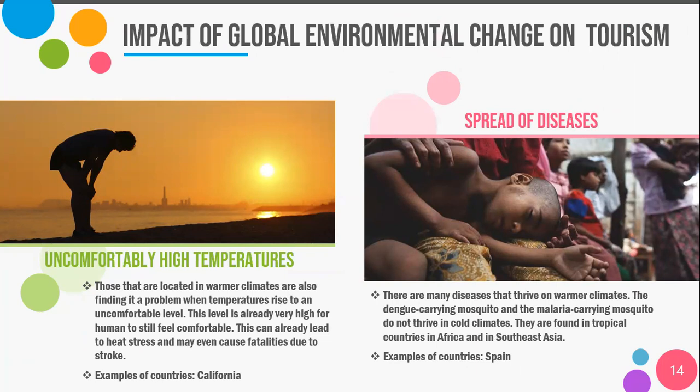When we talk about the rise in temperature, we feel very uncomfortable being in the outside area or traveling, especially in places located in a warmer climate, for example Malaysia and California. California is famous for its beach, so it has a warmer climate. It is a problem when the temperature rises to an uncomfortable level, because it causes heat waves. When a heat wave happens, humans feel very uncomfortable. It can lead to heat stress and maybe fatality due to stroke. Stroke can happen because it is too hot.